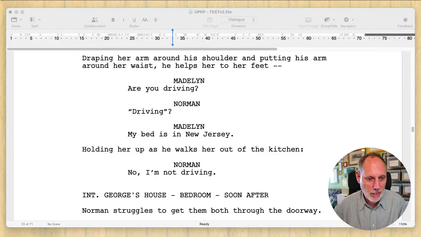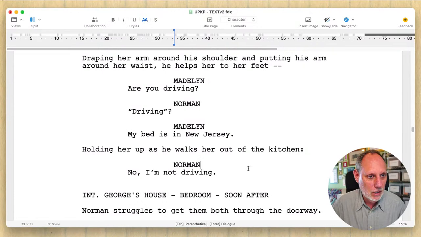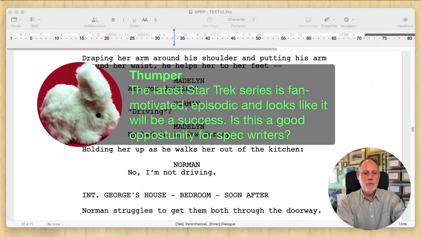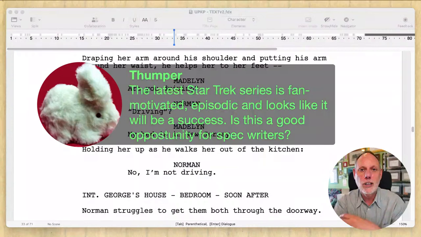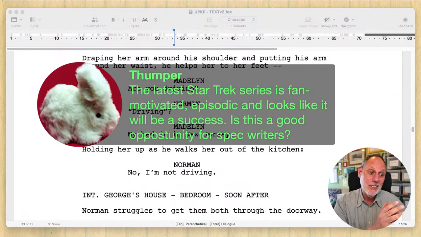Got two more questions. So I'm going to stop here and answer these two last questions. The latest Star Trek is fan-motivated, episodic, and looks like this is a good opportunity for spec writers. Not really. TV series don't take... It's not like you can submit a spec and they'll go, oh, cool. Well, I guess maybe. I don't want to say never, because maybe one principle of this show is, hey, we want fans to write in and write specs. But usually they have a staff and they're doing that themselves.